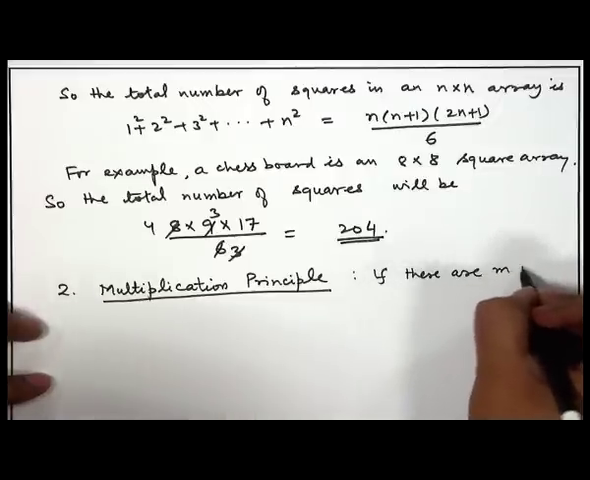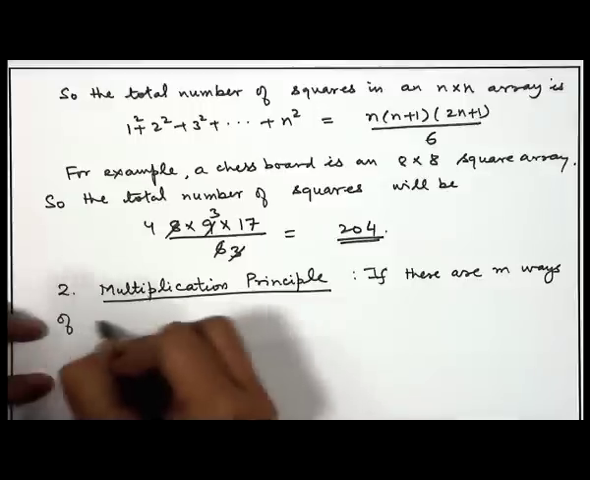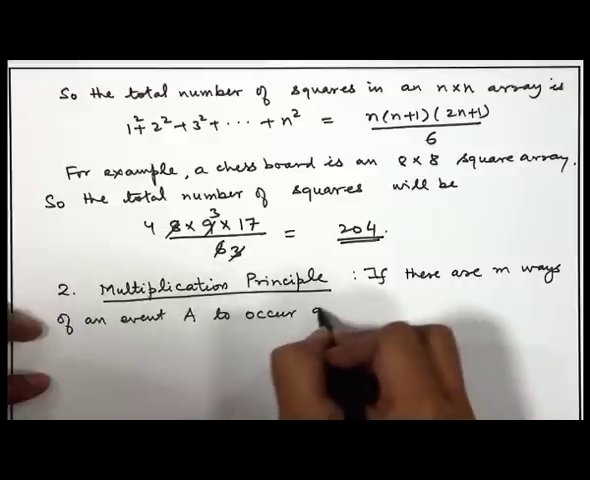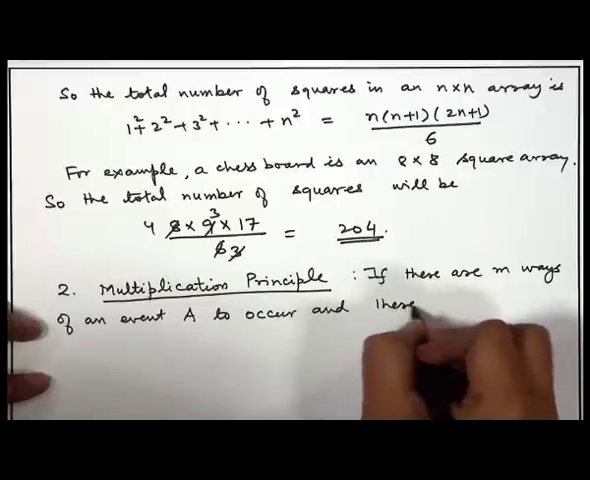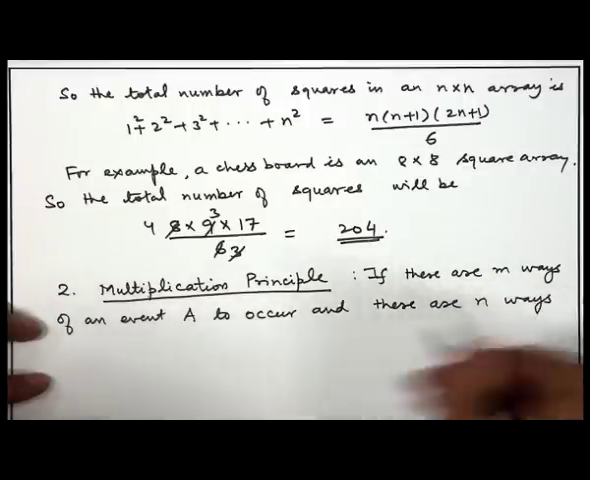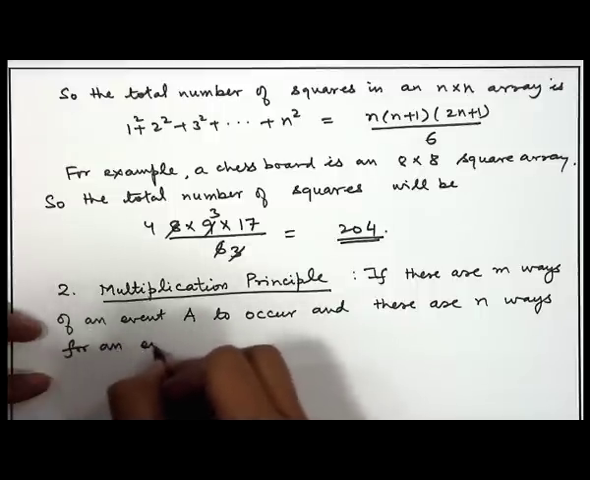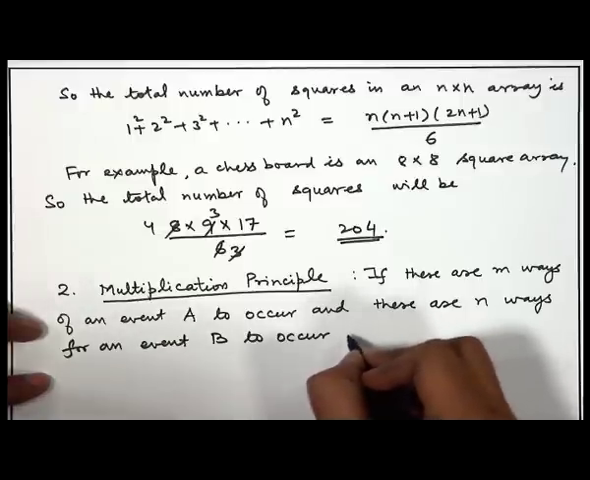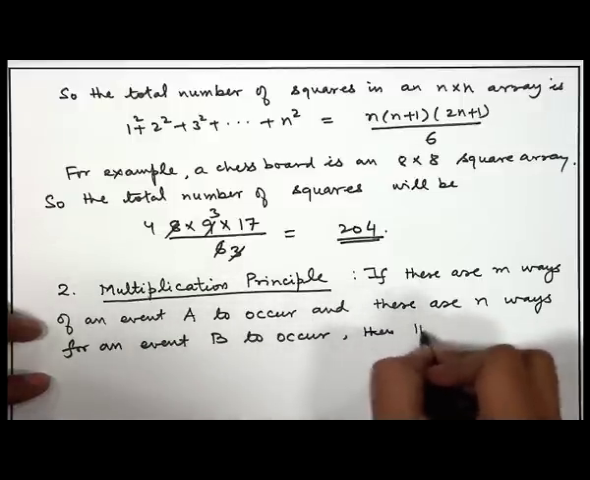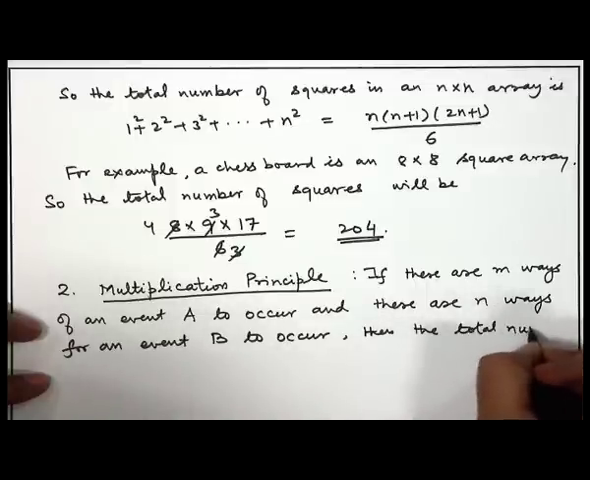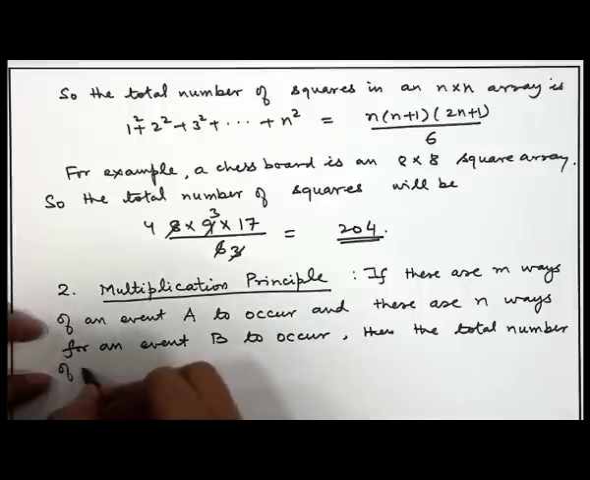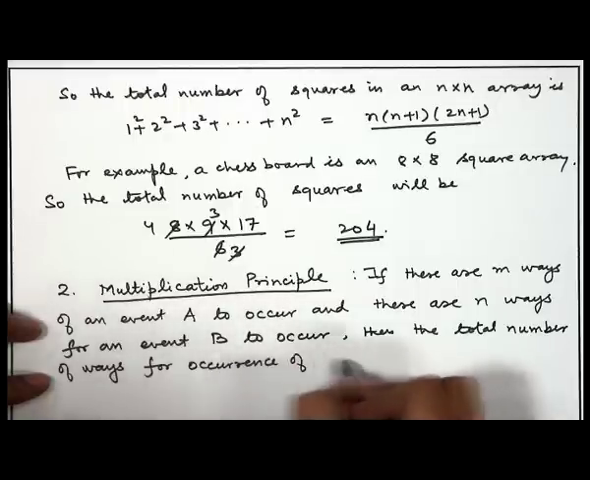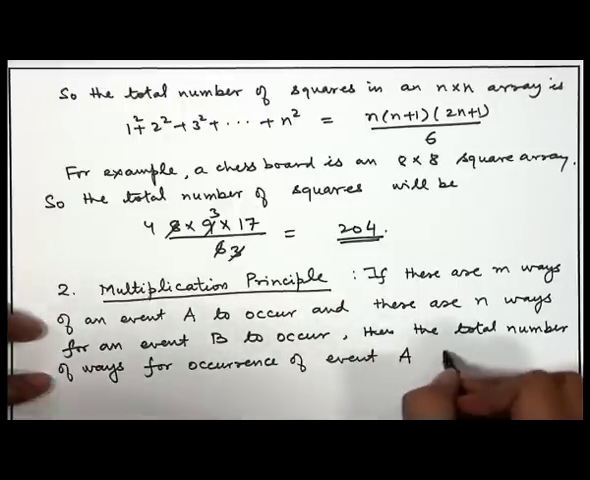If there are m ways of an event A to occur and there are n ways for an event B to occur, then the total number of ways for occurrence of event A followed by event B.